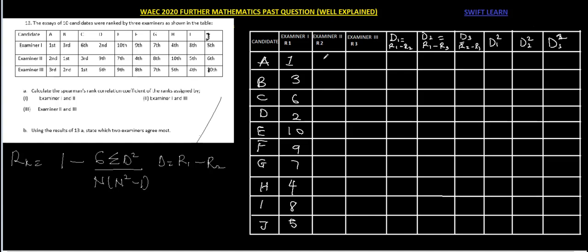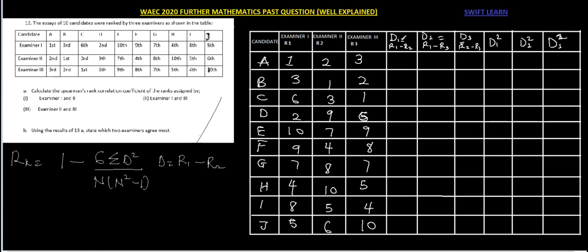While examiner 2 gave that same A second, then first, third, 9th, 7th, 4th, 8th, 10th, 5th and 6th. While examiner 3 gave third, second, first, 6th, 9th, 8th, 7th, 5th, 4th and the 10th.